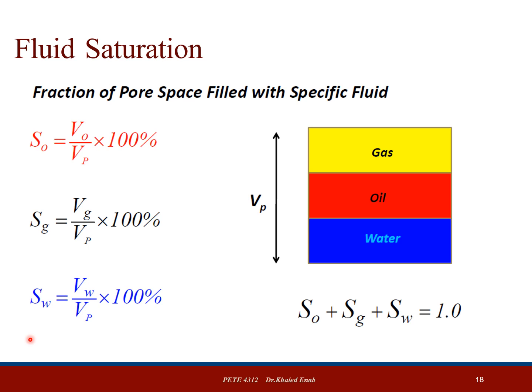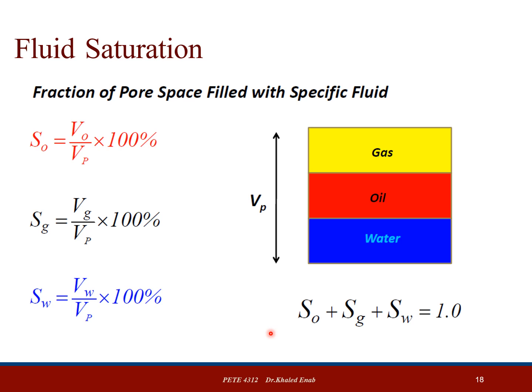So the same thing for the fluid saturation. Based on the pore volume, we can get the saturation. So what's the oil saturation? It will be the volume of oil divided by the pore volume times 100. So that will give you how much percentage of oil do I have in my pore volume. Same for gas and same for water, and the summation of the three would equal 1.